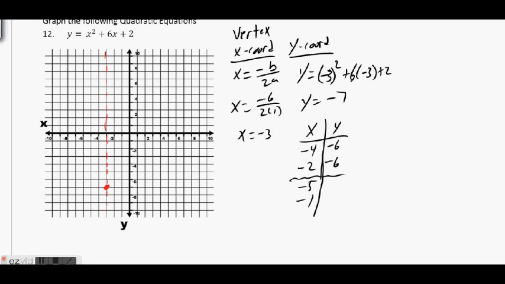So the first point here, negative 4, negative 6. Negative 4, down to negative 6. Same height, one space to the left, one space to the right. Negative 5, 2 spaces to the left, down to negative 3. 2 spaces, I'm going to go over 2 spaces. And there is a horribly drawn graph, but there it is. Okay?